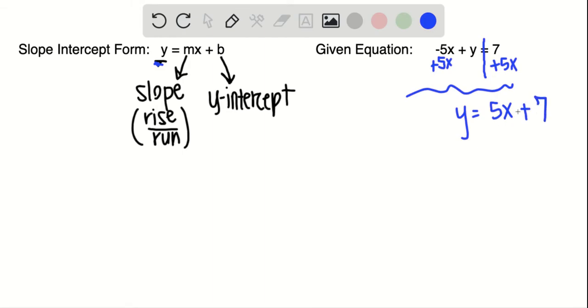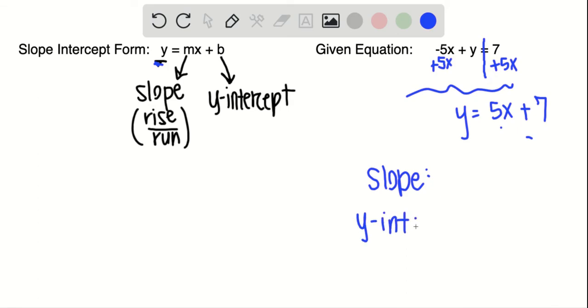And I went ahead and put the 5x first because I want that to represent the slope. And in slope-intercept form, slope comes first and then y-intercept. I could not add 5x and 7 together because they're not like terms. So this is my slope-intercept form. And now I'm going to go ahead and write down what my slope and my y-intercept are.